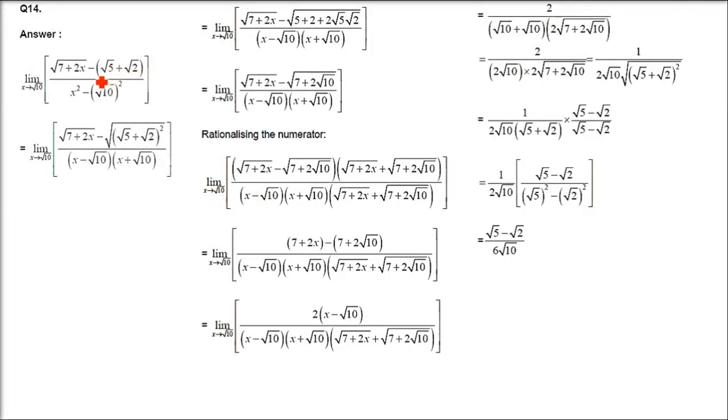See here, this is under root 5 plus under root 2. Since we see under root 10 in the denominator, how under root 10? Because x tends to under root 10. So this I am going to make it square. So this under root 5 plus under root 2 can be written as what? Root 5 plus root 2, take under root and take square.